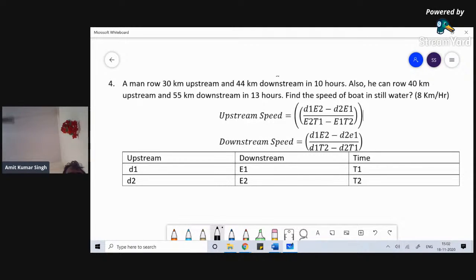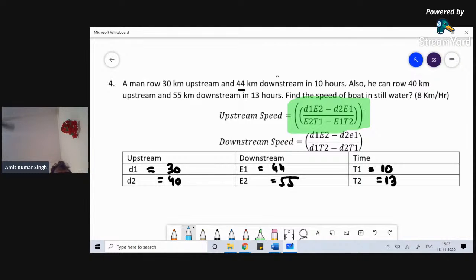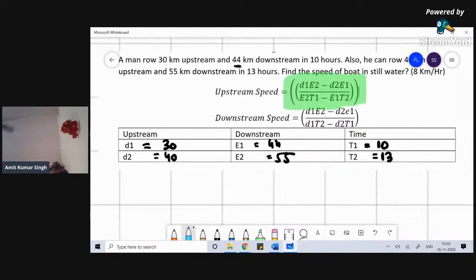So you can see this. D1 means upstream, 30. D1 is 30 and D2 is 40. Here E1 is 44 and E2 is 55. T1 is 10 and T2 is 13. Now this is the formula. You have to memorize this formula. This question comes mainly in government exams. If you prepare for engineering services and all, you will get these kinds of questions there. You go to Delhi and prepare, you waste a lot of money and time.